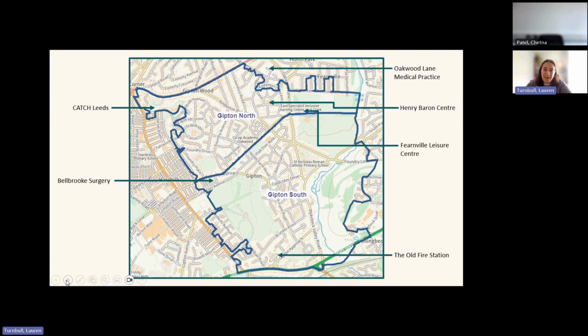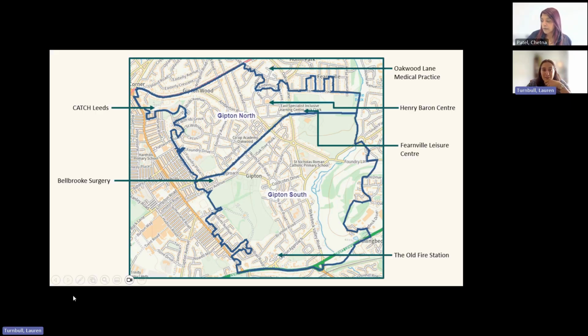So just to help you get your bearings, this is a map showing those 2 MSOA areas. I've put on just a few key places that people might recognise to help you get your bearings of where we're talking about. So right at the top, you're up towards Easterly Road way. You've got Catch in that corner, and then moving all the way down to the bottom, we've got the old fire station, which a lot of you will know. So the area is about 1.5 miles from top to bottom, or about a 35-40 minute walk to get from one end to the other of Gipton.